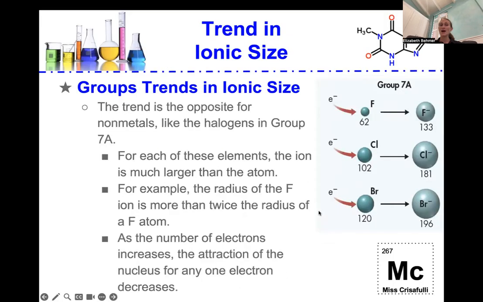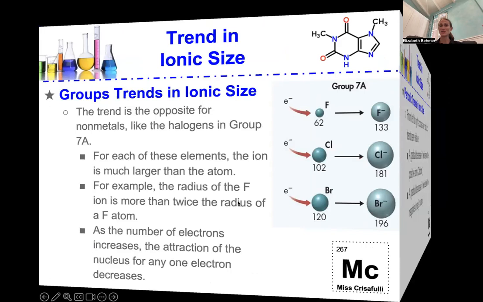The trend is the opposite for nonmetals like the halogens in group 7A, for example. So for each of these elements, the ion is much larger than the atom because they are gaining electrons. For example, the fluoride ion is more than twice the radius of a fluorine atom. And as the number of electrons increases, the attraction of the nucleus for any one of those electrons will decrease.